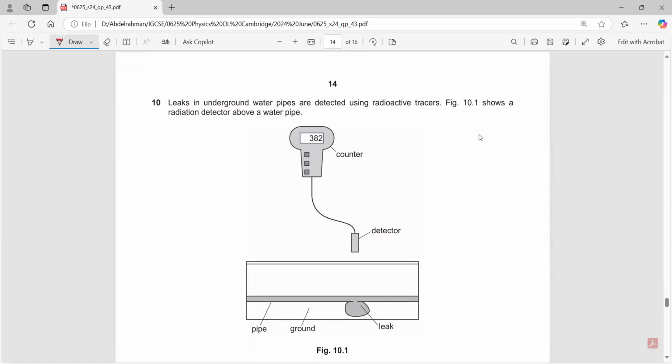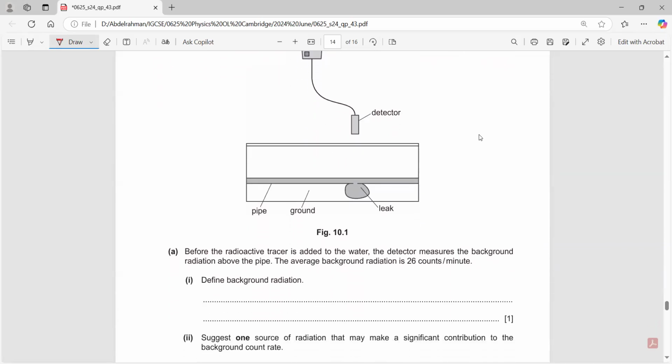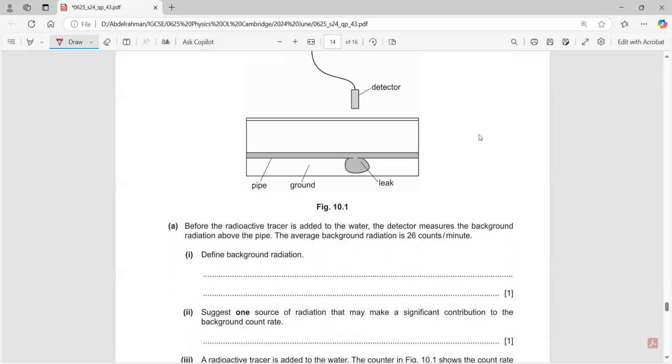Leaks in underground water pipes are detected using radioactive tracers. So the counter reads 382 counts. Before the radioactive tracer is added to the water, the detector measures the background radiation, which is 26 counts per minute. Define background radiation. It is radiation produced by natural sources around us.